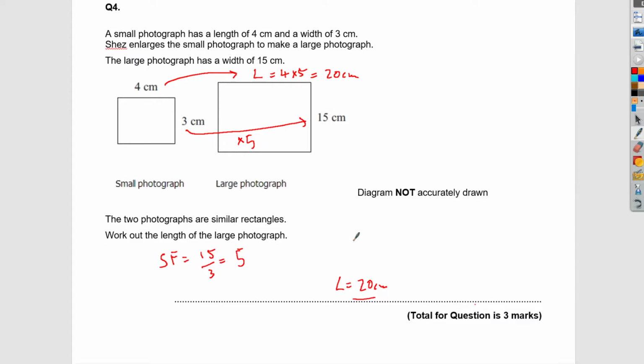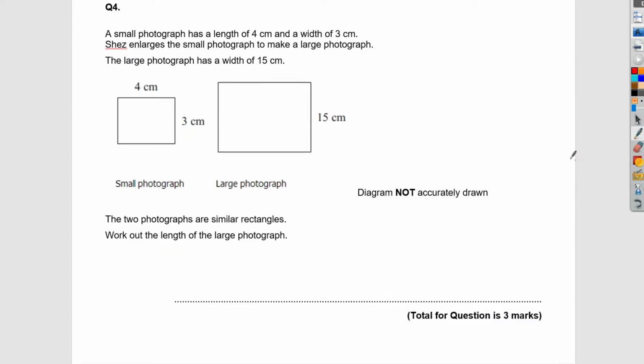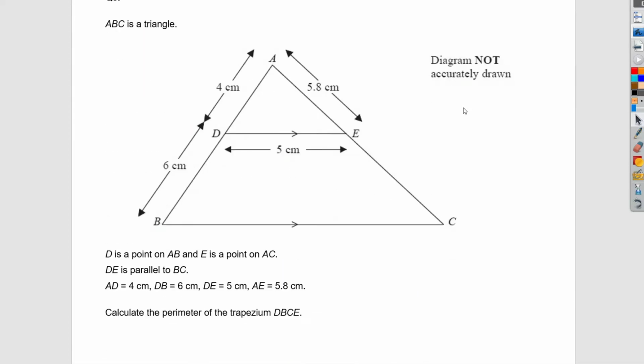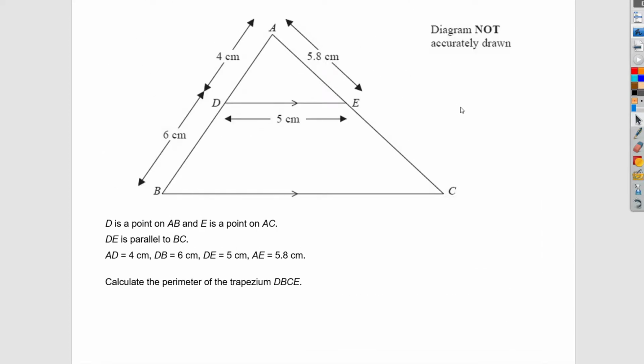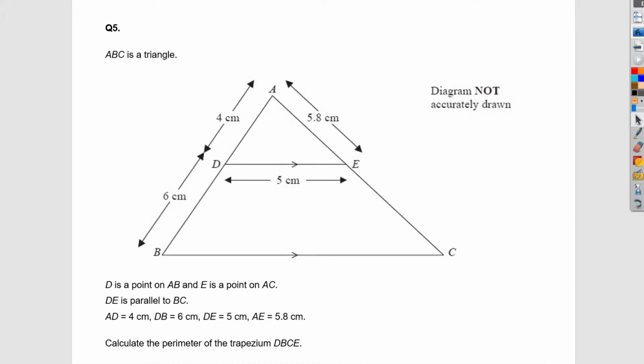Okay, let's move on. That's a straightforward question. Let's clear that. Scroll down to question 5. Okay, let's see how we go.